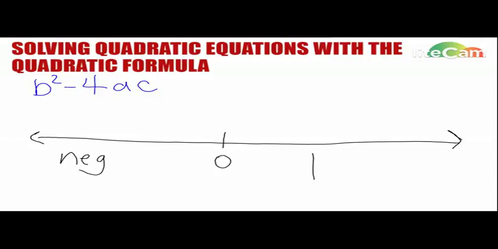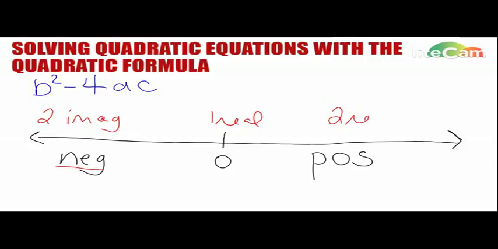I've put 0 in the middle with my negative signs down at the end and my positive signs to the right. In the middle, I have one real solution if it equals 0. If the discriminant is negative, then I'll have two imaginary. And if the discriminant is positive, I'll have two real solutions. So going from left to right, I'll have two imaginary, one real, and two real. Using that as a visual, I can remember what's going to happen when I calculate the discriminant.